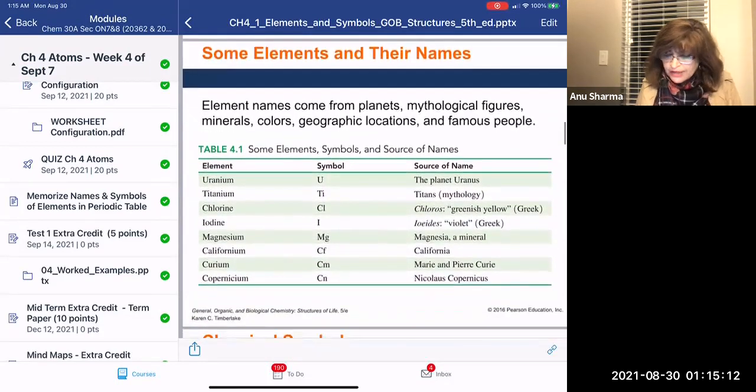That's what it means. Okay, some of their names and the symbols of the elements in the periodic table you will generally find in the books.